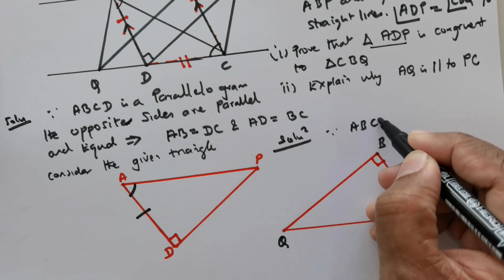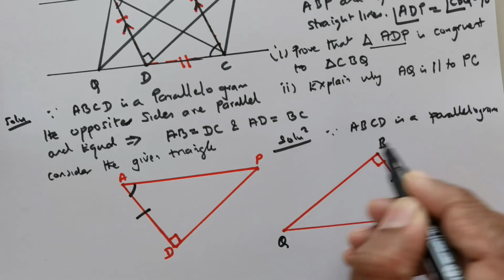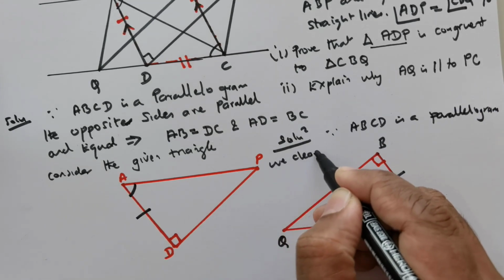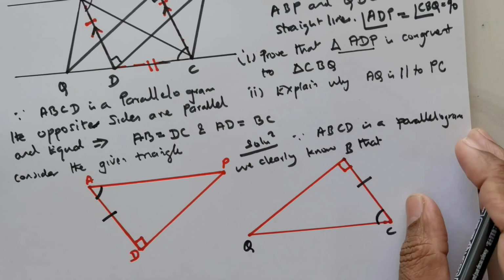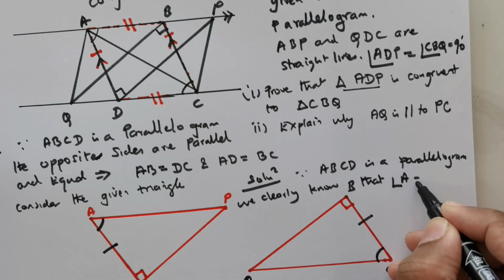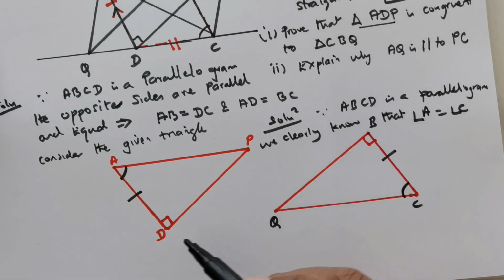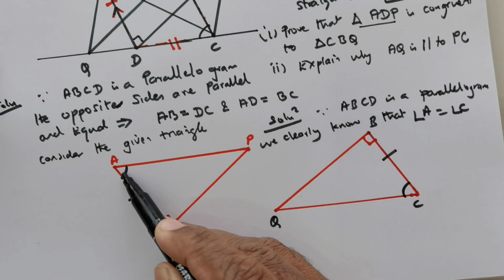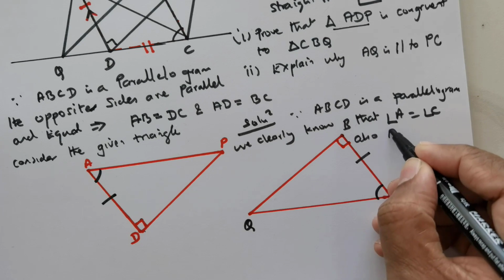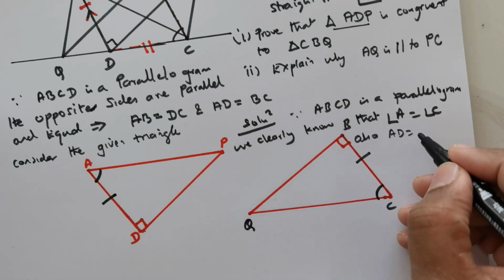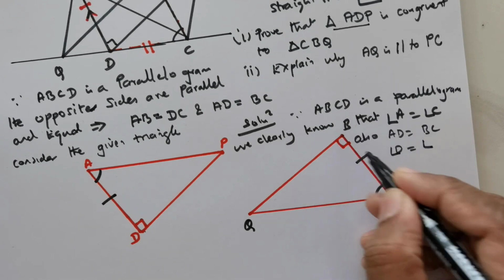Since ABCD is a parallelogram, we clearly know that angle A should be equal to angle C. Now this is a huge information. You know why? Now what is this? This is angle, side, angle. Also, AD is equal to BC and angle D is equal to angle at B.